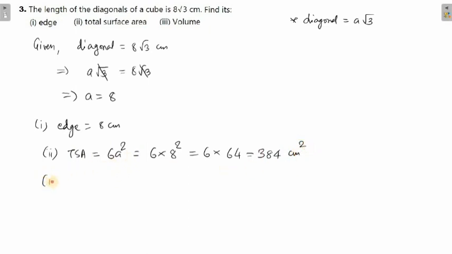Right, so we have the third part, that is, you need to find the volume, isn't it? So the volume formula is a cube. A is 8 here, so 8 cube is what we need to find. So 8 cube will be equal to 512, as we have just seen in the earlier problem. Since this is the volume, your unit is going to be centimeter cube. All right, so you may pause the video and note down your solution.